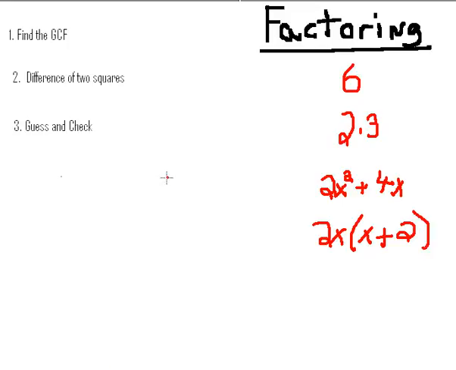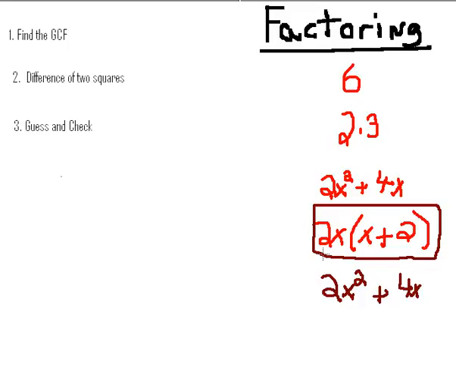Well, let's test it to see if this works. When I multiply this out, I get 2x squared, because 2x times x is 2x squared, plus 2x times 2, which is 4x. So I get the original. Therefore, this represents the factors of that polynomial, which happens to be a binomial, and I have 2x times the expression x plus 2.